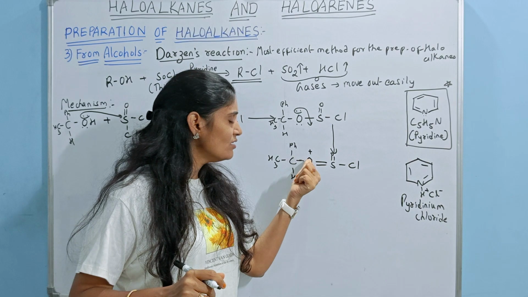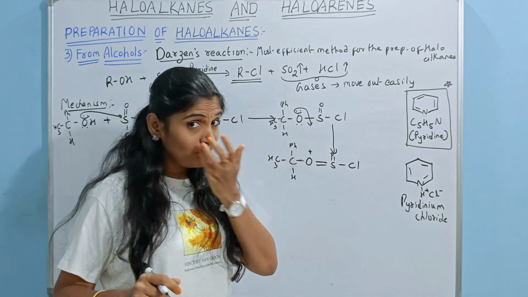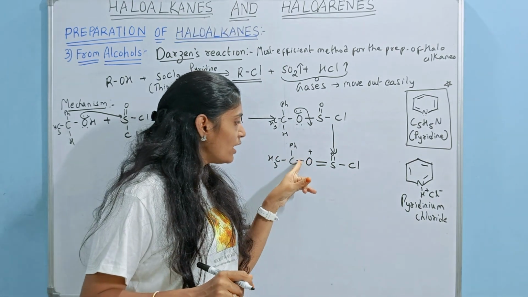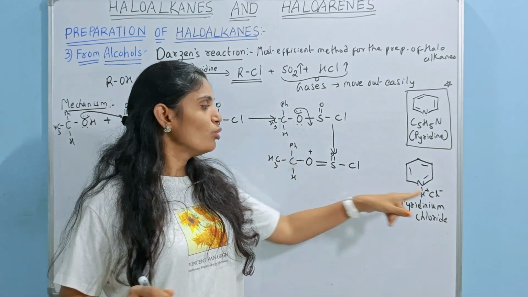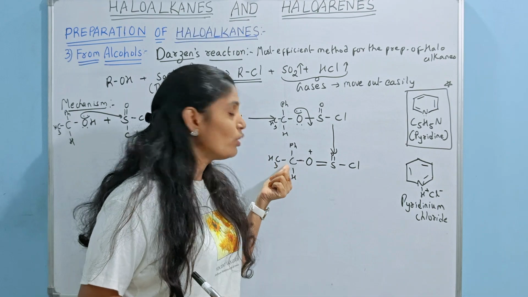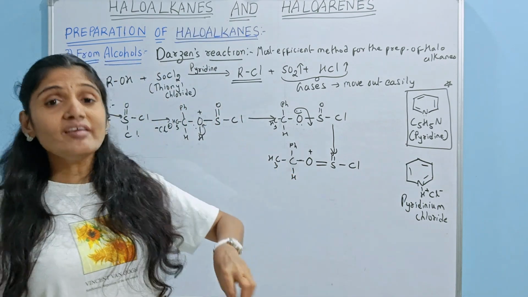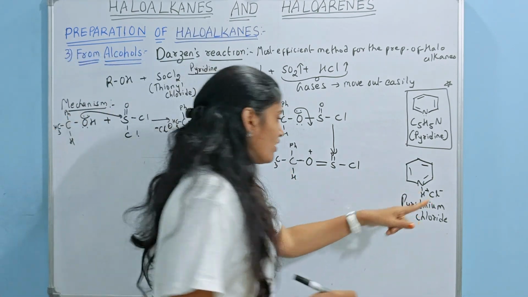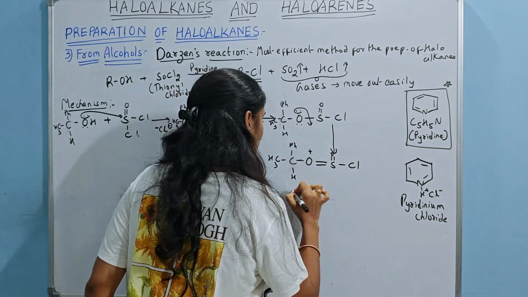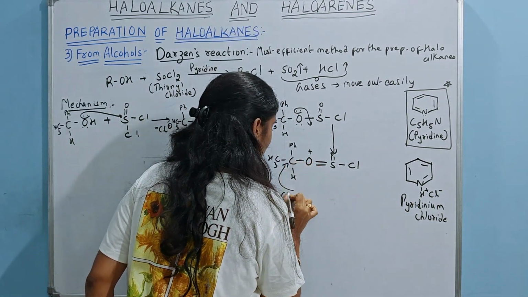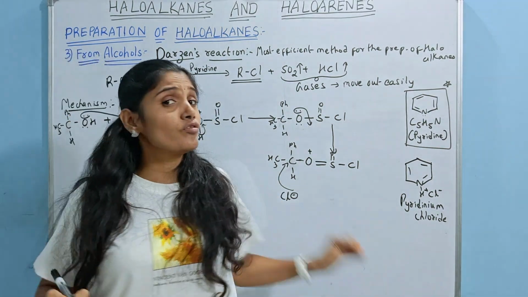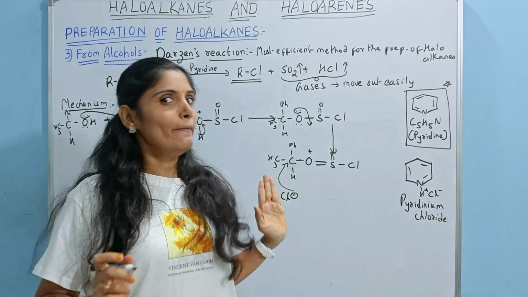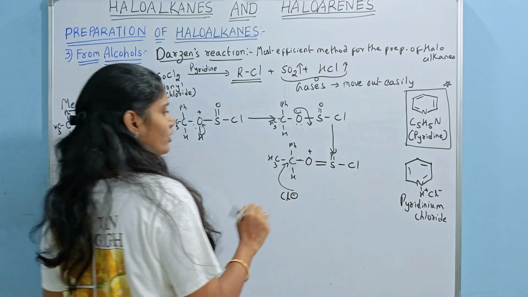Now because oxygen has a positive charge, this oxygen will try to pull electrons from this bond. At that time, Cl minus, because it is a nucleophile, sees an electron deficient site at carbon, and quickly this Cl minus will try to attack from the back side. So it is very clearly understood this is going to be your SN2 mechanism.